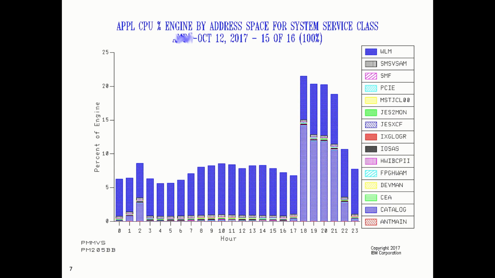And an interesting thing I noticed from the very same scenario was that in the system service class is the catalog address space, and here the catalog address space leaps up at the same time. So I don't actually know what was going on here, but whatever it was driving a lot of catalog activity, maybe opening and closing a lot of DB2 datasets. That's typically what drives catalog activity from DB2.